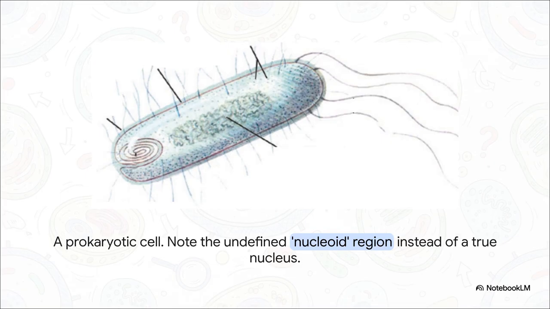See how there is no distinct circle for a nucleus? The genetic material is just concentrated in that one area, the nucleoid, with no boundary around it. So a common misconception that students have is that bacteria have a nucleus. They do not. They have a nucleoid.